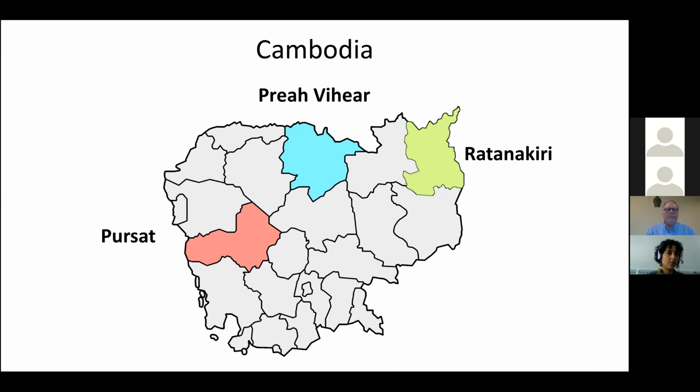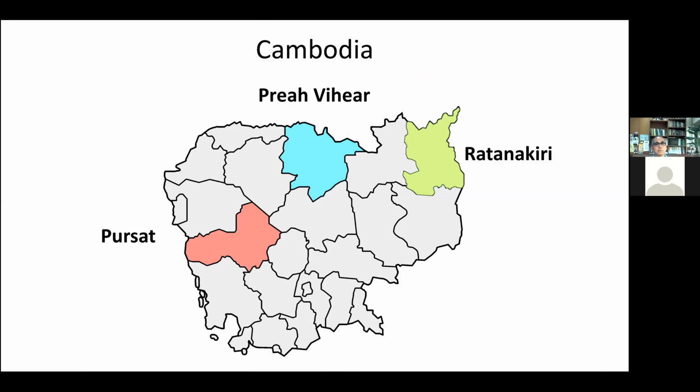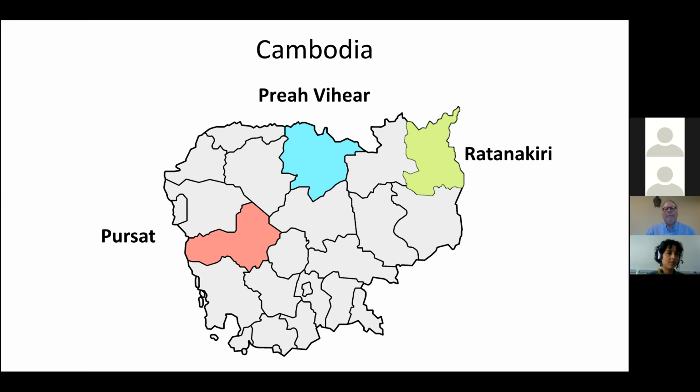I'm going to talk about 2 studies today that occurred in these 3 provinces in Cambodia, Pursat in the east, Preah Vihear in the north, and Ratanakiri in the northeast. Pursat is notably just a little more developed than the other 2 sites, with Preah Vihear being about in between and Ratanakiri less developed.